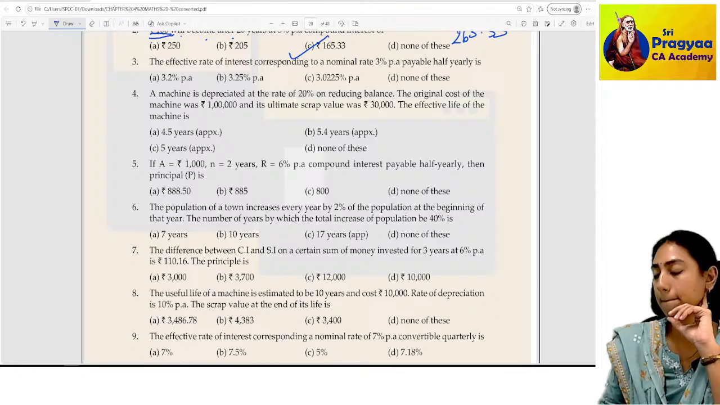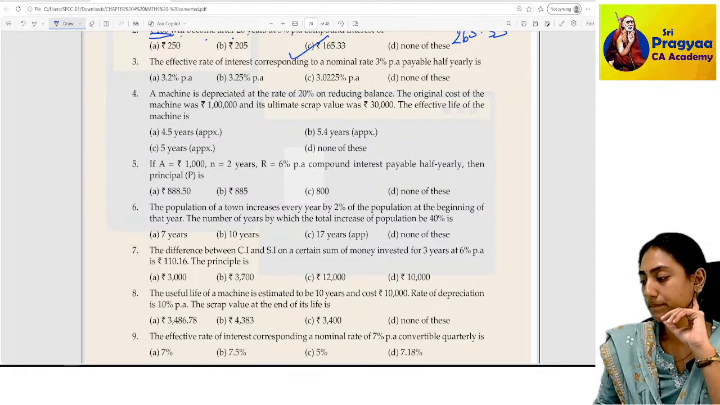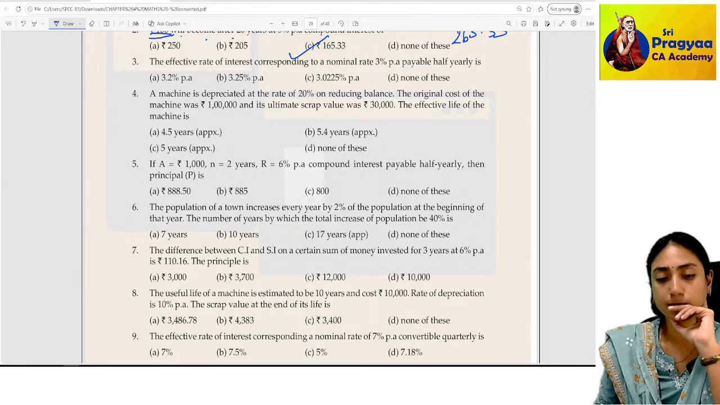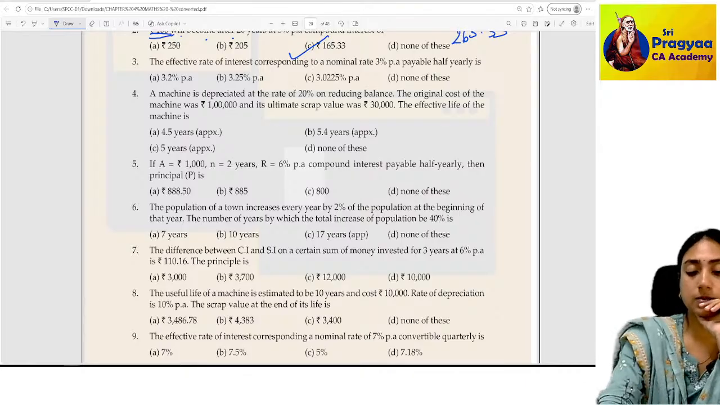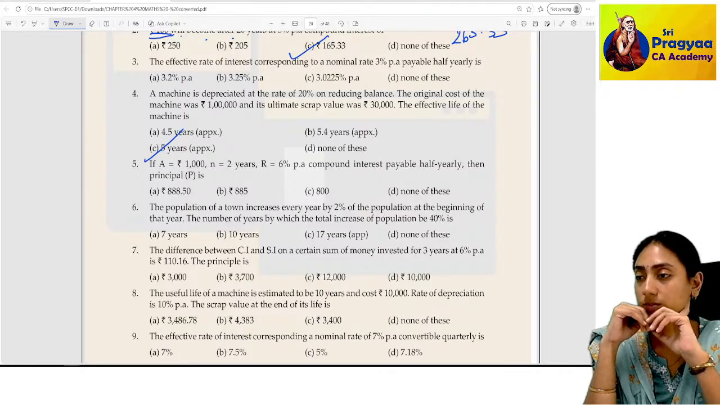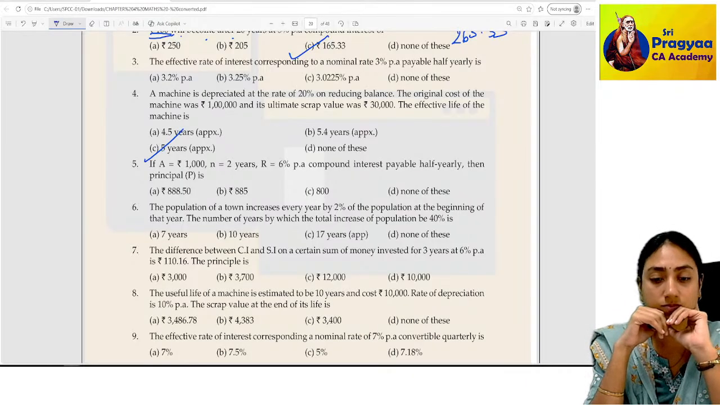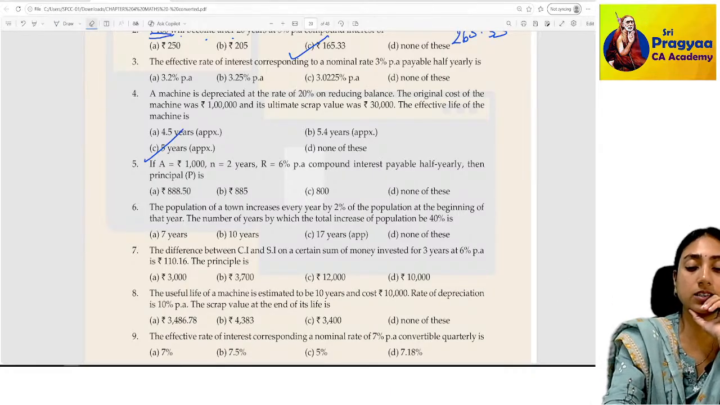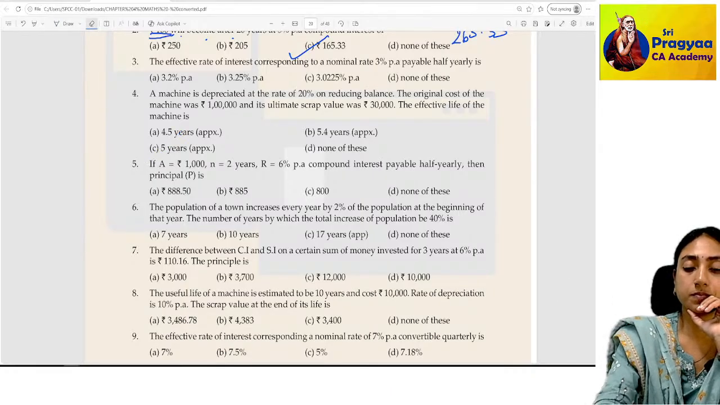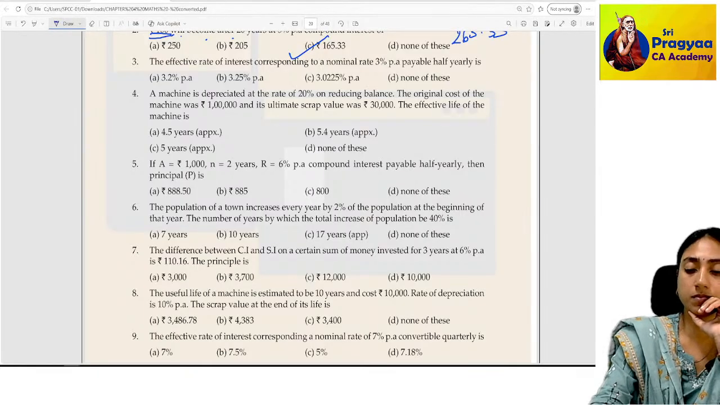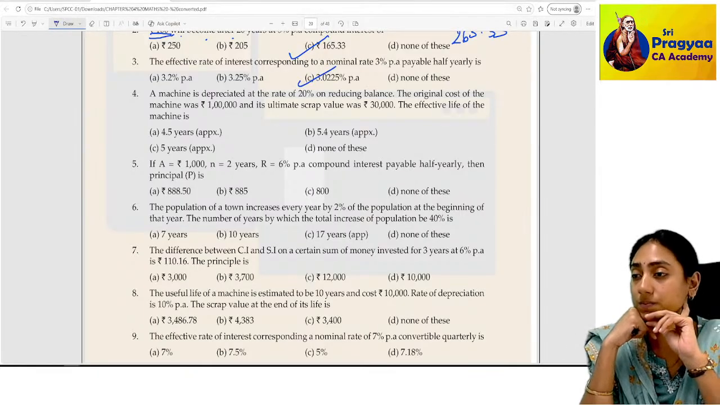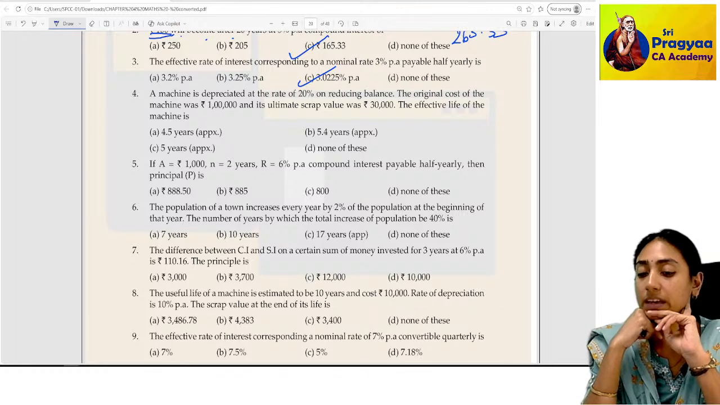Three is C. Did you get it? Sorry, I took it wrongly. Did 3C come? Why?